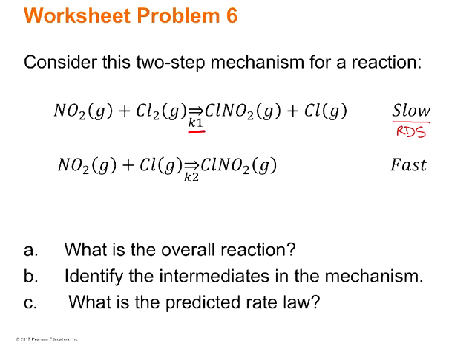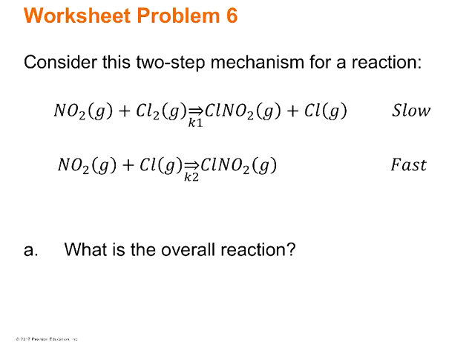And then you'll also notice that we have two different rate constants. So remember, the first step of this reaction is really slow, so the rate constant is going to be different from the rate constant for the fast reaction. So we have K1 versus K2. So now, what is the overall reaction? During the process of finding the overall reaction, we're going to identify the intermediates in this mechanism. And then we want to determine the predicted rate law for this reaction.